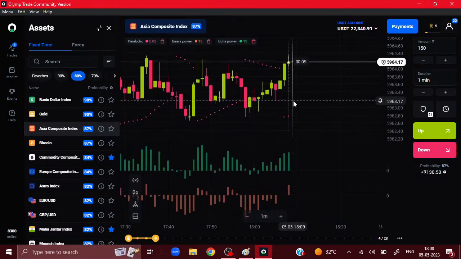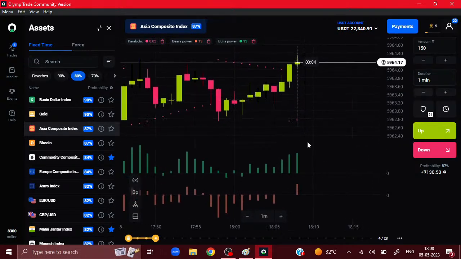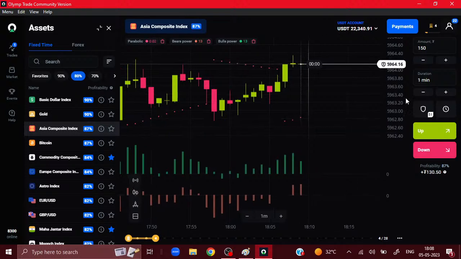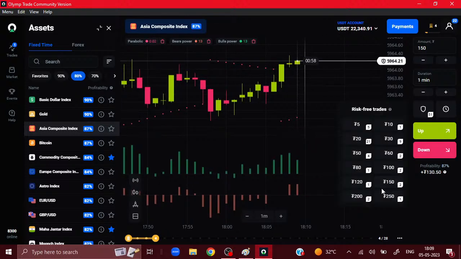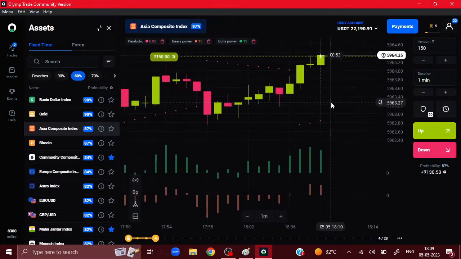In Asia Composite Index, we can see that the price is trying to go in the upward direction. Also, both the Bulls Power and Bears Power oscillators are indicating the upward direction here. So I'm entering into an upward trade here for 1 minute.